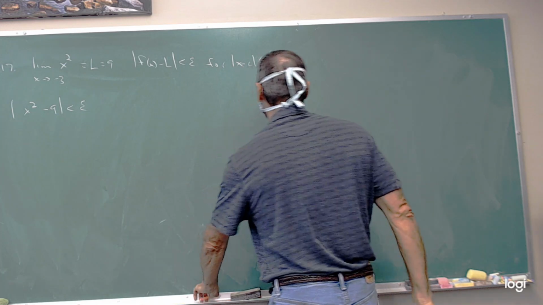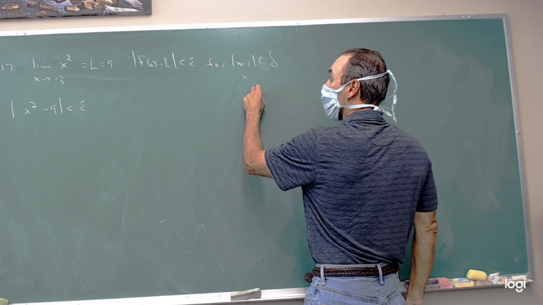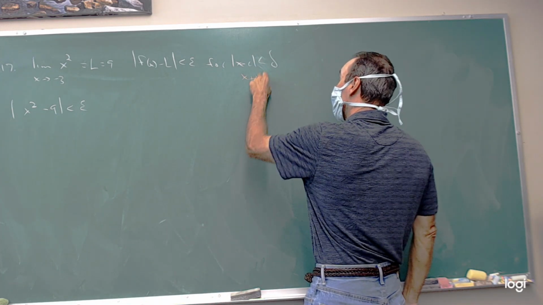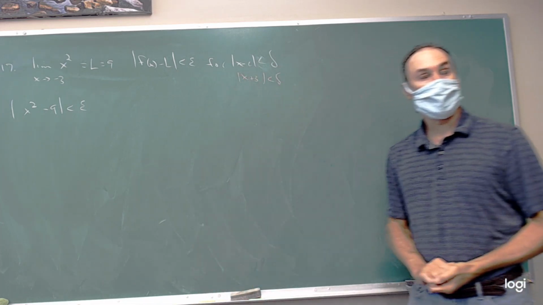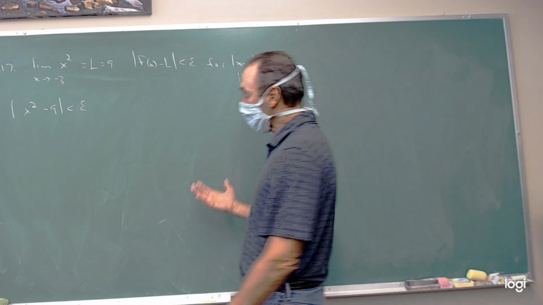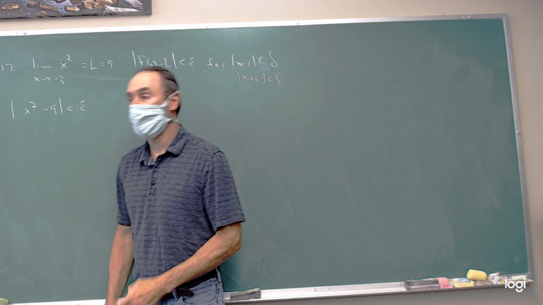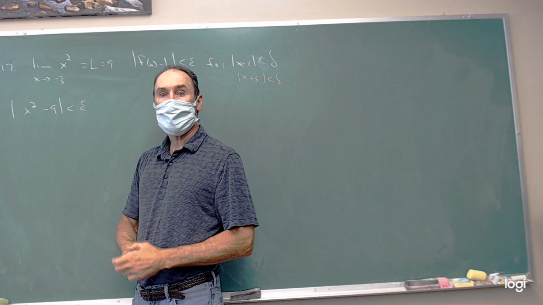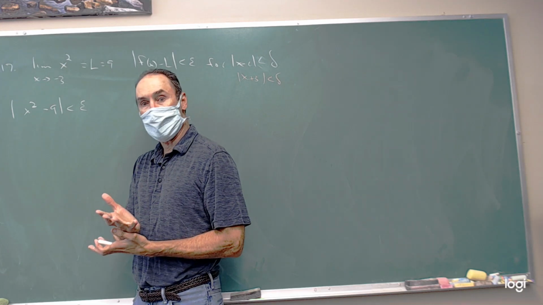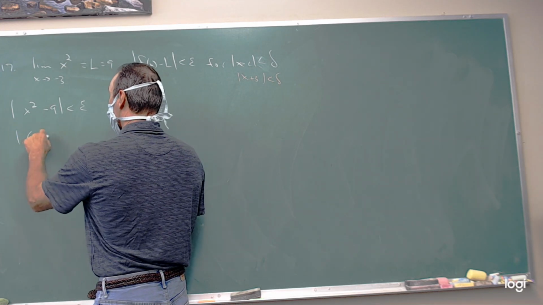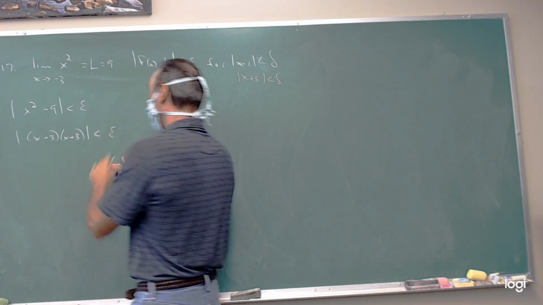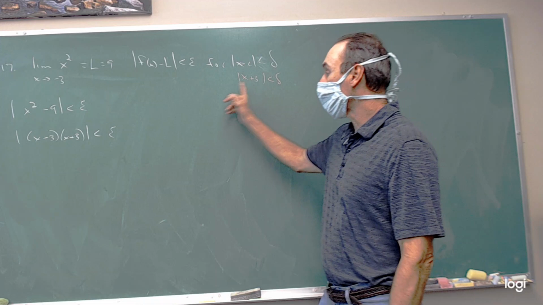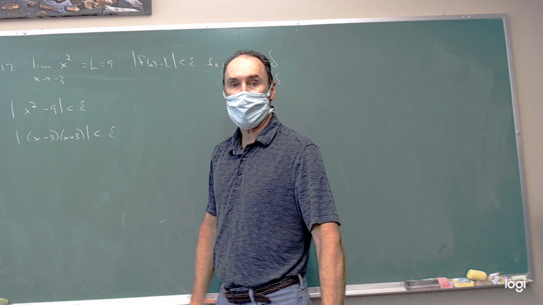Our goal is to get to an x minus -3, which will be an x plus 3 less than delta. Okay so far? This is the one where there's a little bit of a trick to it. About all we can do with x squared minus 9 is to factor it. So that's the absolute value of x minus 3 times x plus 3 less than epsilon. We're trying to get to x plus 3, so we've got to do something with this x minus 3.